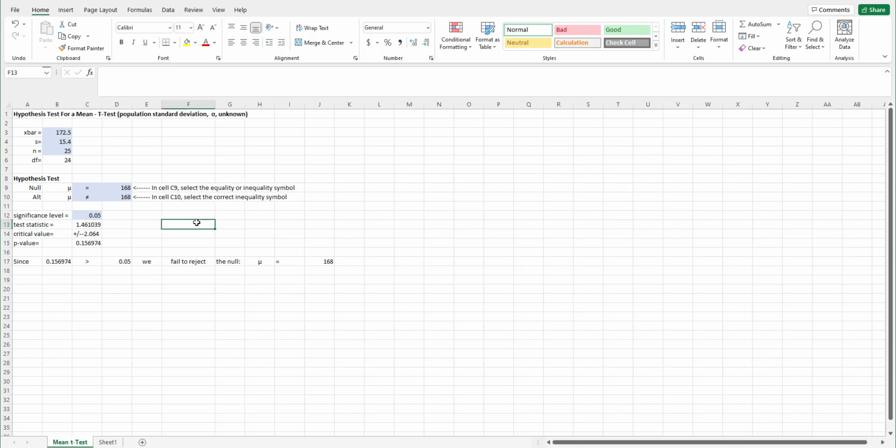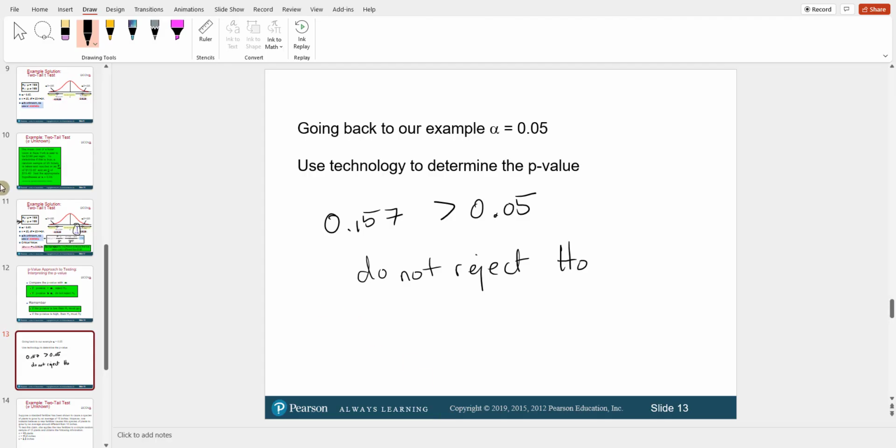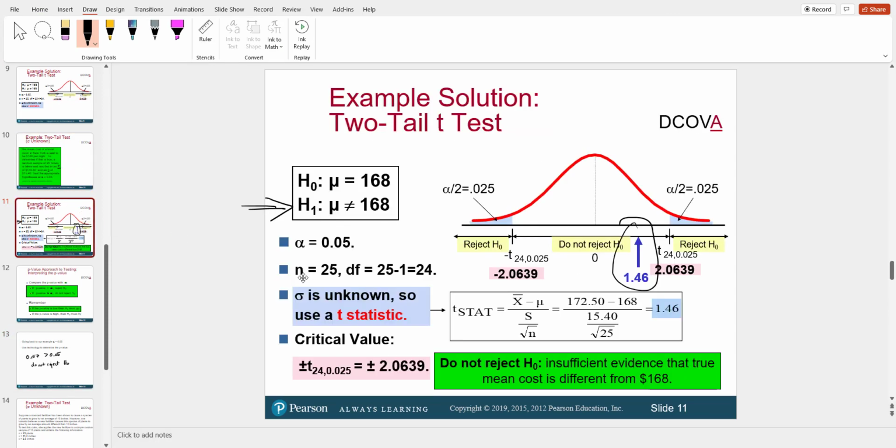So with my template, I take it a little bit further. I show you the test statistic. As you can see, it populated 1.46. That's what we got when we did it by hand. I also give you your critical values, which is 2.064. If you go back to the problem, my template calculated the critical values for you. So you don't even have to look it up in the table.